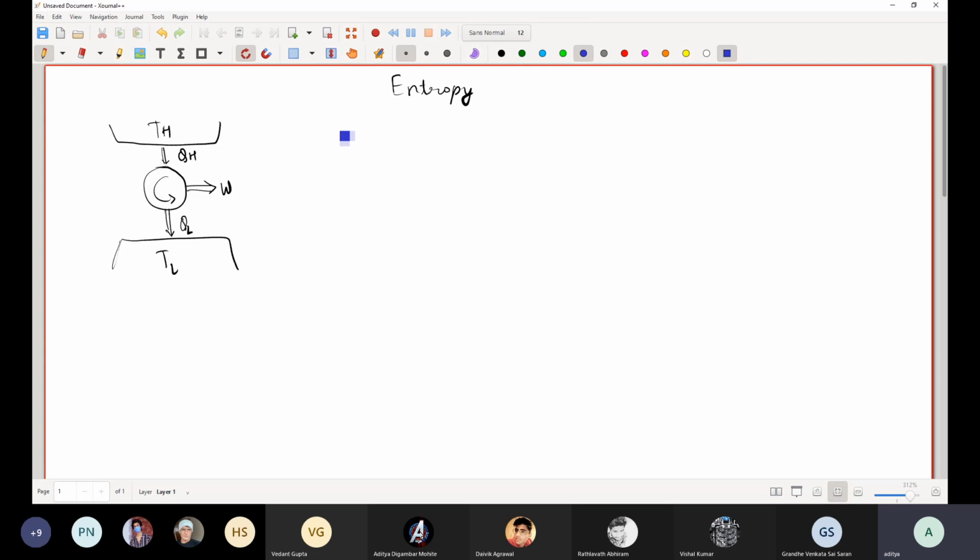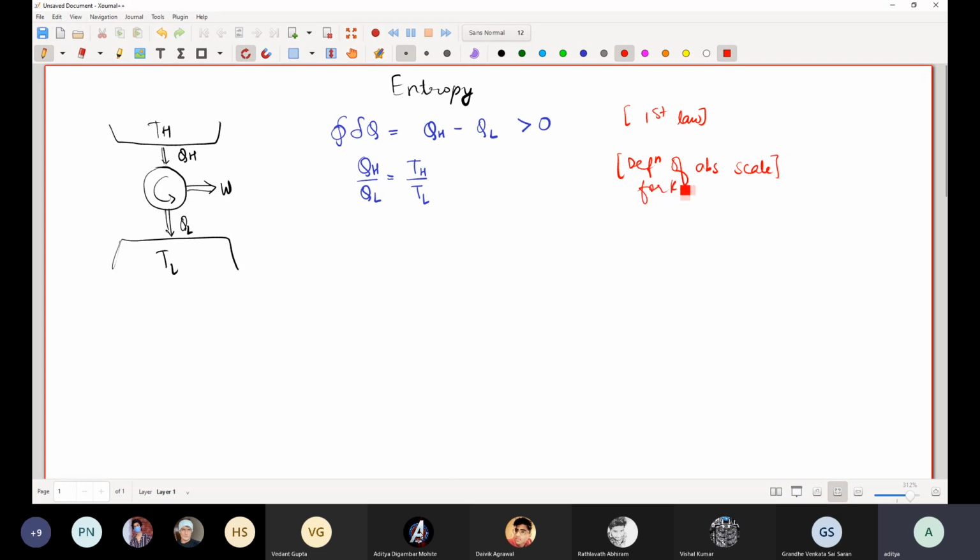So for this, let us see what the closed integral of del Q is for the entire cyclic process. It's essentially gonna be QH minus QL, which is a quantity greater than 0. This is just the first law. Moreover, from the definition of the absolute temperature, we have seen that QH upon QL for a reversible process becomes equal to TH upon TL, where TH and TL are now the absolute temperatures. This is from the definition of the absolute scale for reversible engines or for reversible processes in general.